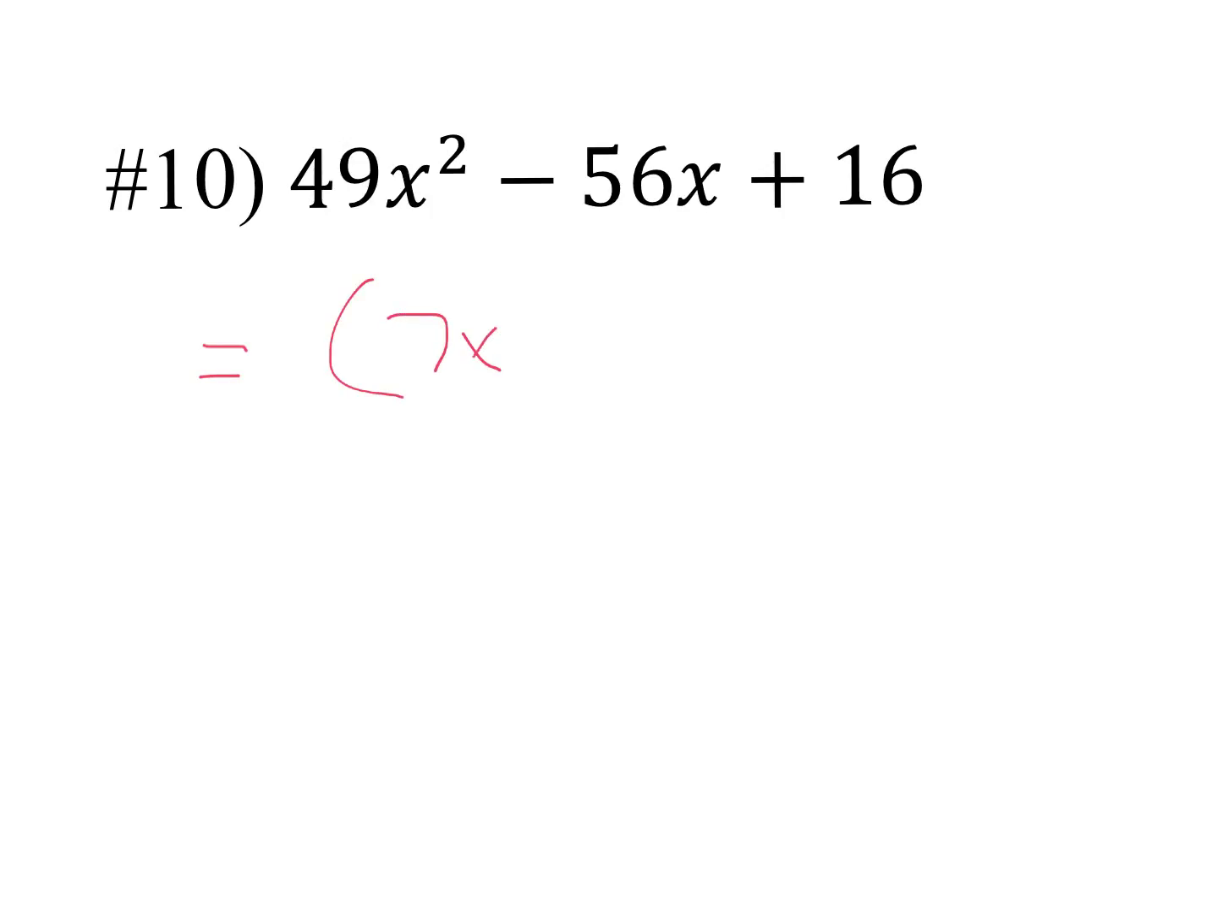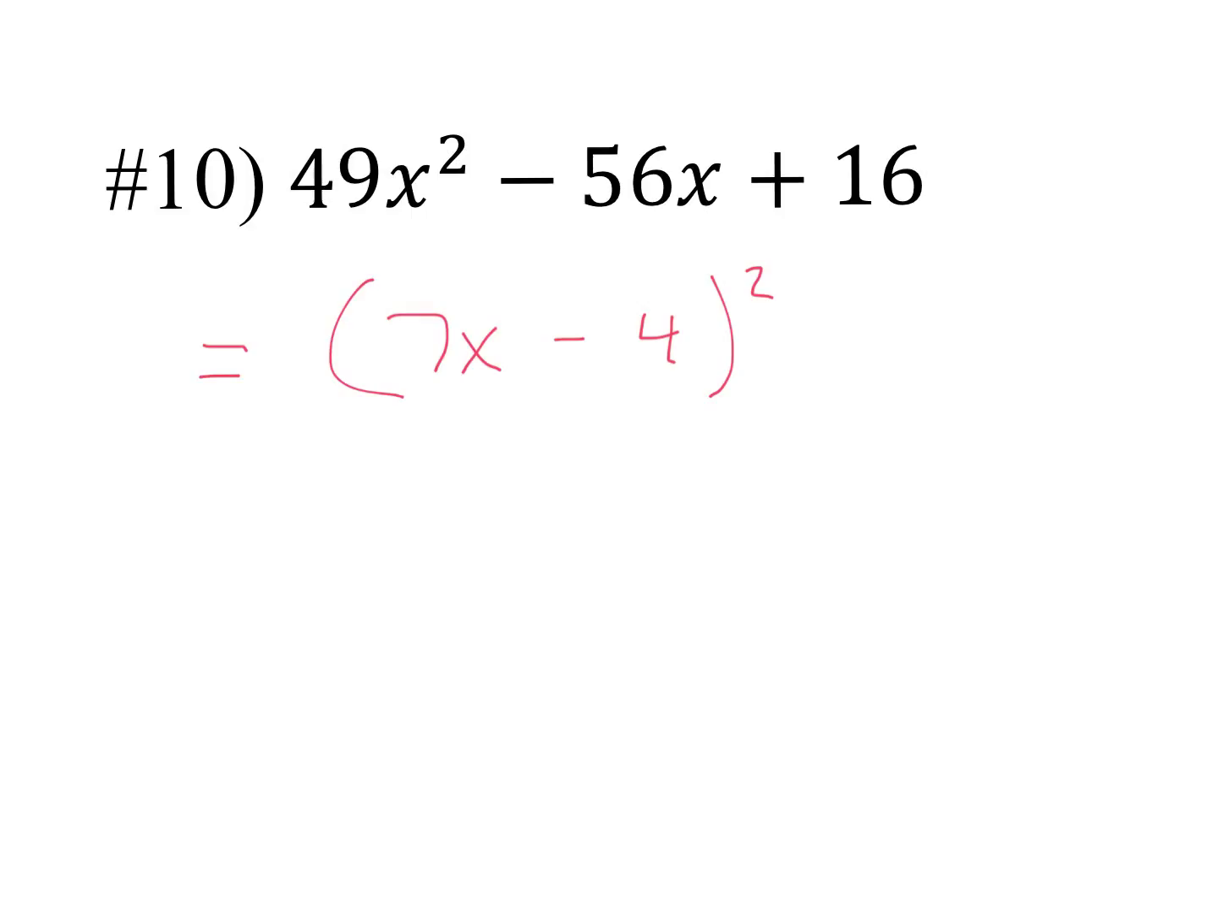Should be 7x minus 4, not 7x squared. I got the 7x because it's the square root of 49x squared. I got the 4 because it's the square root of 16. It's minus because this middle term is subtract. The whole thing is squared if it's a perfect square trinomial.